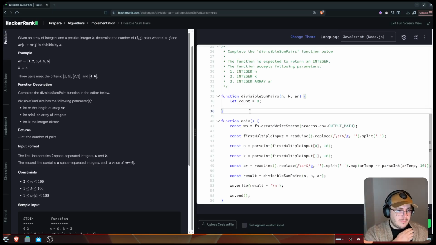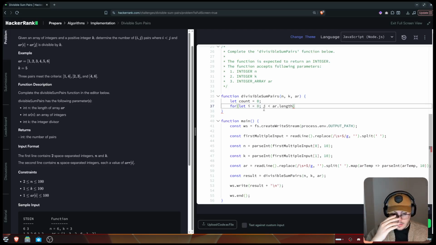Adding them together and dividing by K. So immediately first thing, 2 pointers. I'm gonna do two loops. So for let I equal 0, I is less than r dot length. R dot length is a +1 to the way that arrays are indexed in JavaScript, so that should be fine. I plus plus.